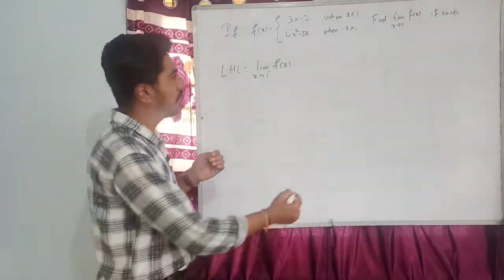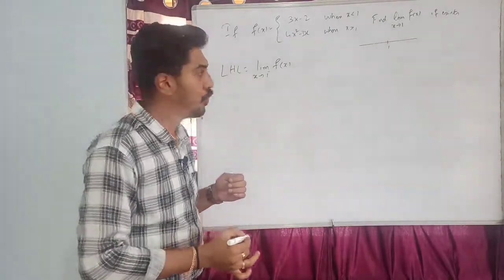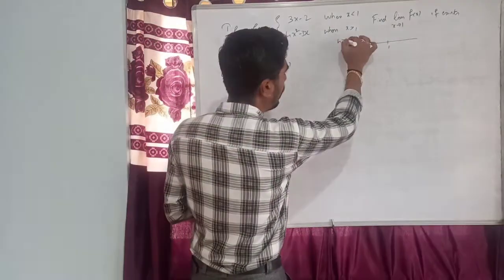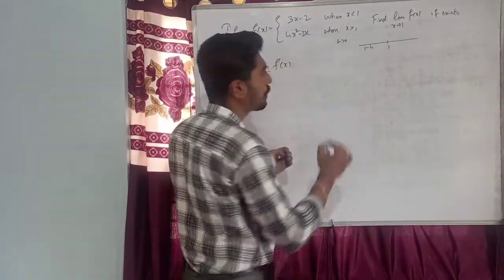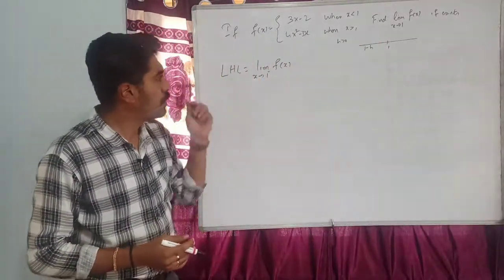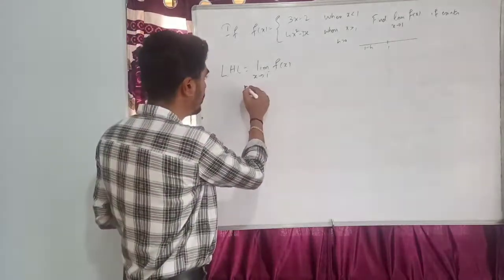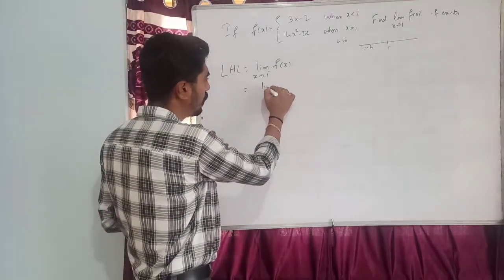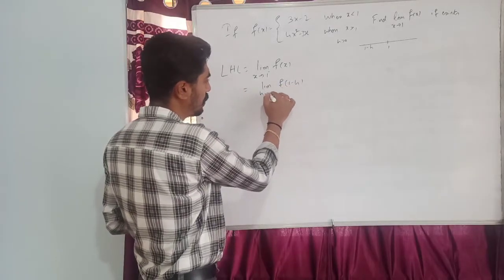The values less than 1 will be of the form, this is 1. For h positive, the values less than 1 will be of the form 1 minus h. So I substitute x equal to 1 minus h and let h tends to 0. This will be equal to the limit of f of 1 minus h as h tends to 0.